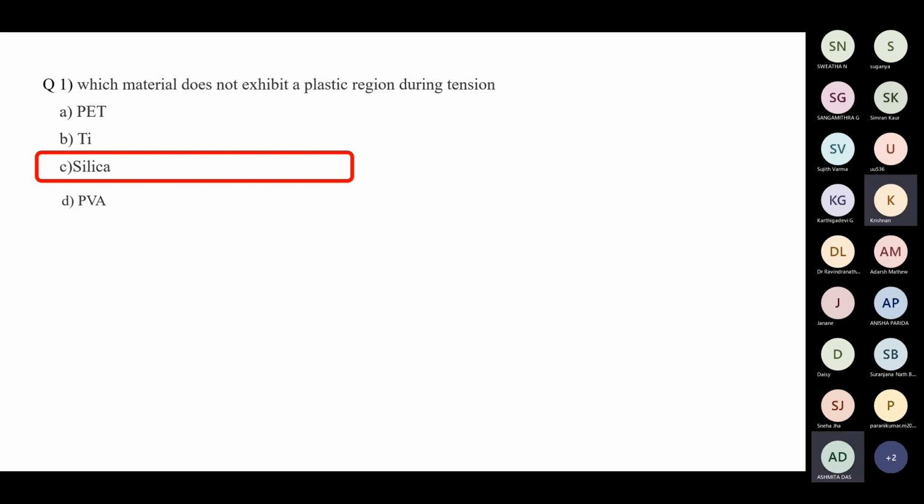Anyone think something else? Silica. Is it silica? Yeah, I will ask you, one minute. Anything else? PET.